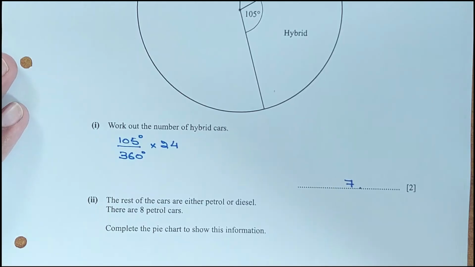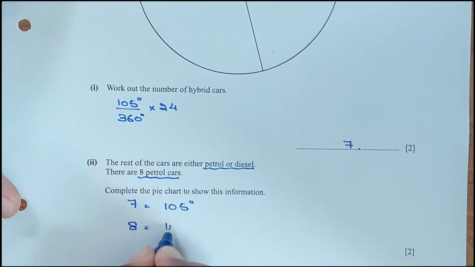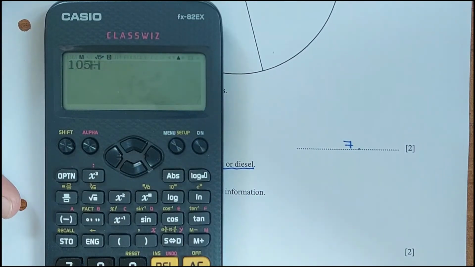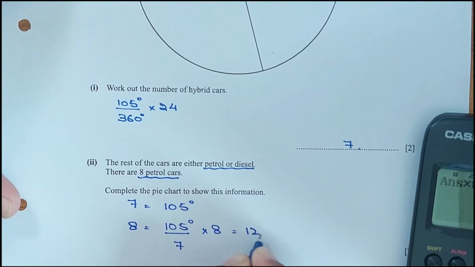Okay, number 2, the rest of the cars are either petrol or diesel. There are 8 petrol cars. Complete the pie chart to show this information. 8 cars are petrol, right? So we have given hybrid cars are 7. If 7 is representing 105 degrees, what is 8 representing? 8 is representing 105 divided by 7 multiplied by 8, which is 120 degrees. So 120 degrees is for the petrol cars, right?